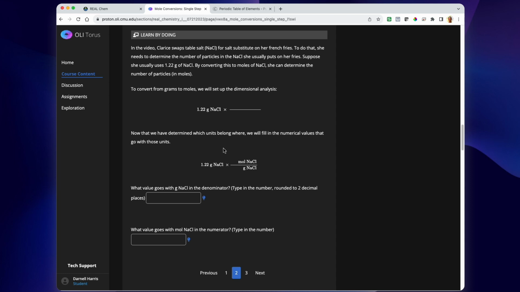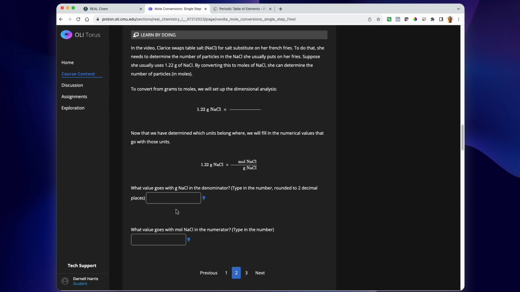The answers I just gave are shown here, which helps. I don't have to take notes. I know that grams of sodium chloride on both sides of the equation will cancel, leaving moles of sodium chloride. That's what I'm solving for. But now, I need to figure out what numbers to put in here to do the calculation. First, I need to figure out what value goes with grams of sodium chloride in the denominator.